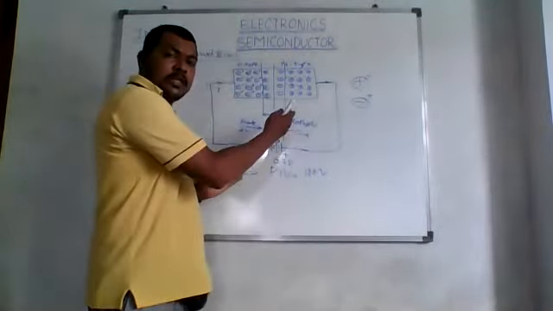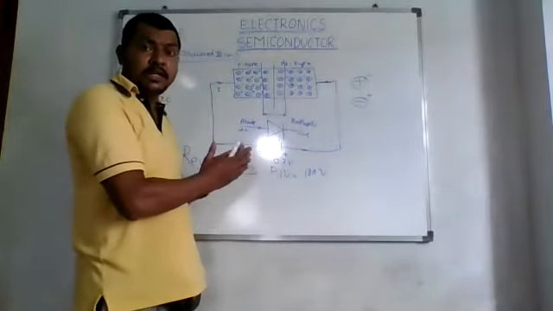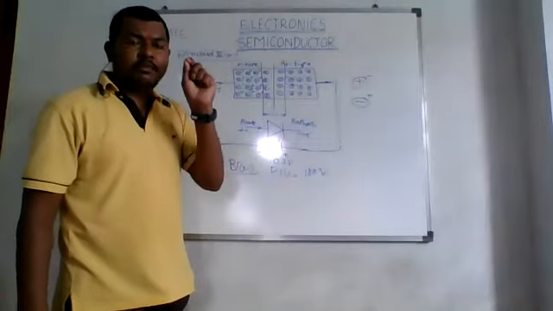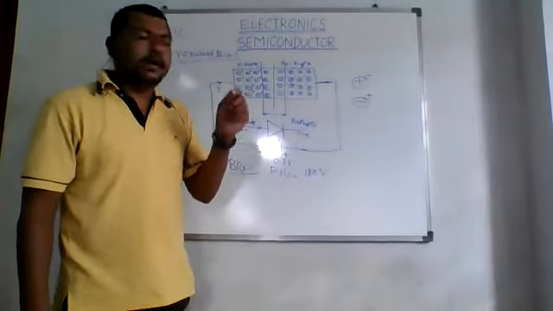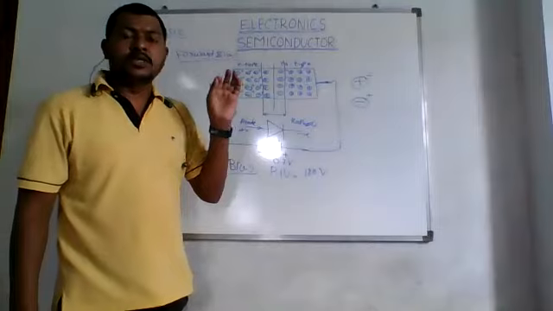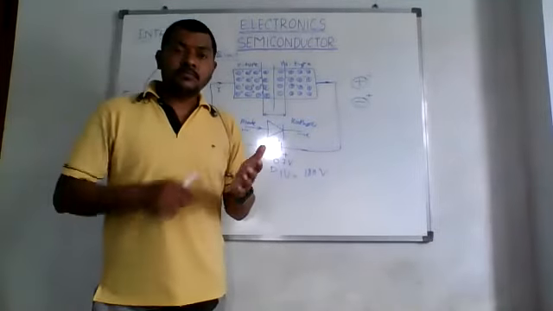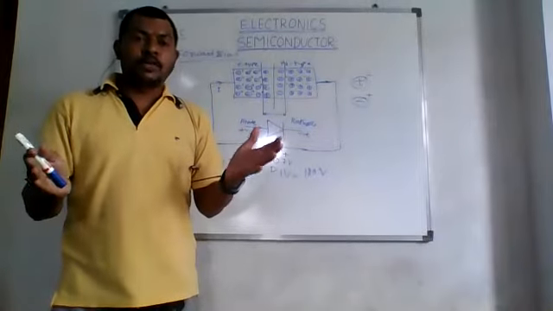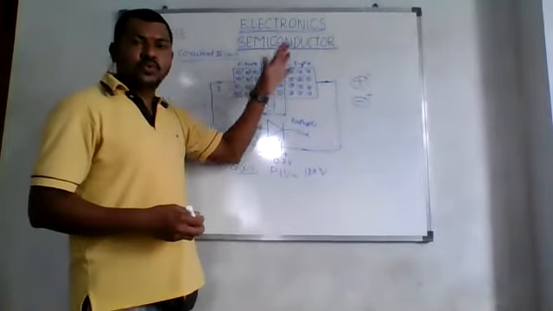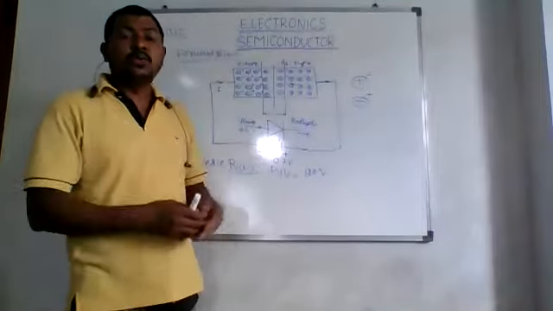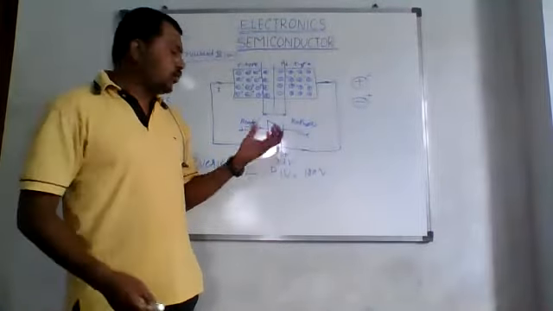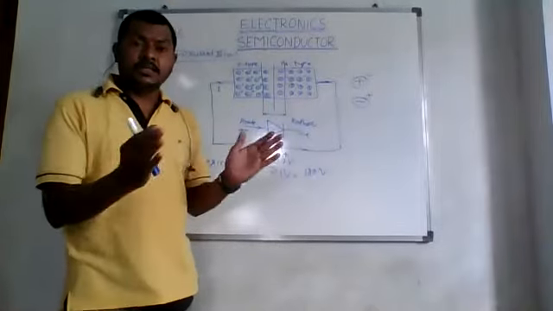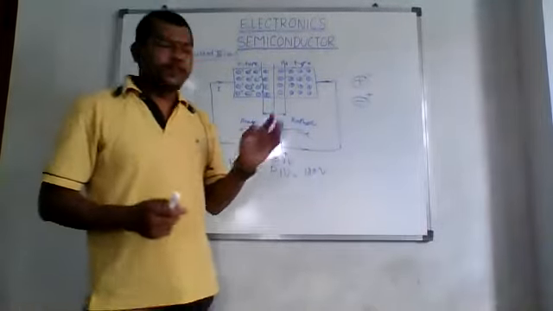But as you go on increasing the reverse voltage to around 180 volts, then what happens? Some covalent bonds may break. Some electrons become free, and they might push or force some more electrons to break their covalent bonds. So what happens? 1 to 2, 2 to 4, 4 to 8, 8 to 16. It goes on. As you go on increasing the voltage, the electrons will increase due to the breakage of covalent bonds, right?